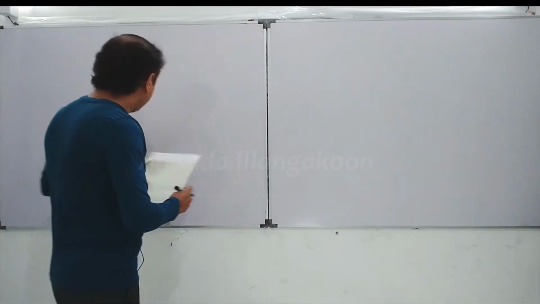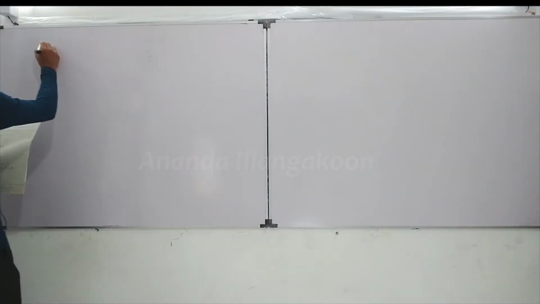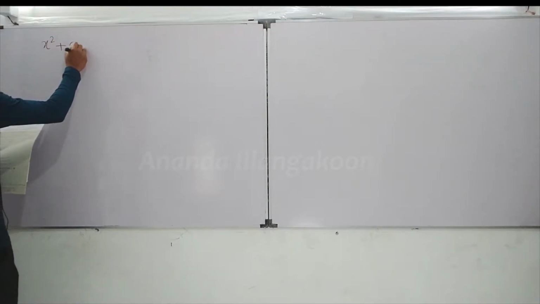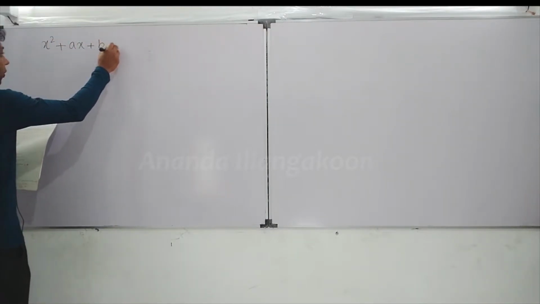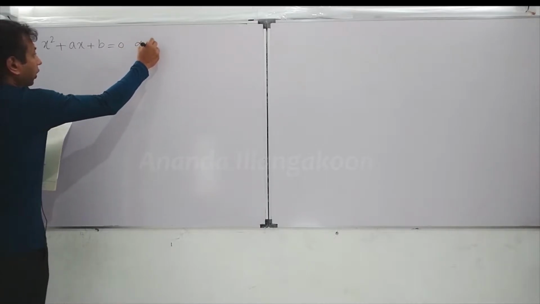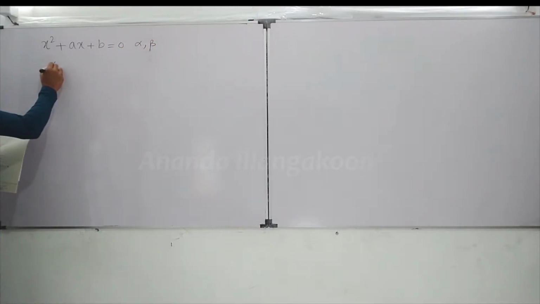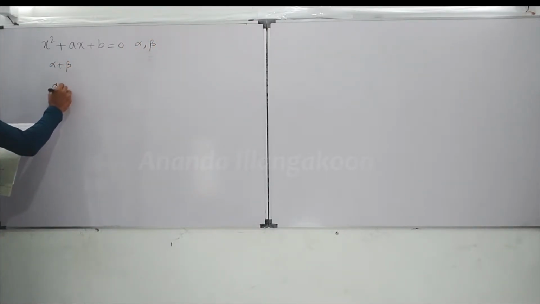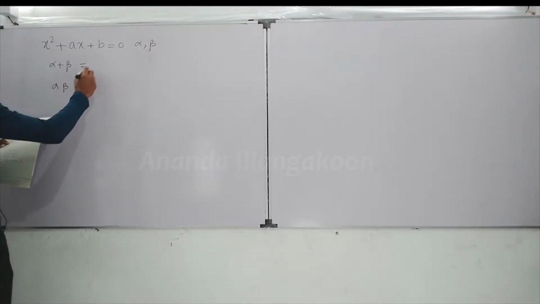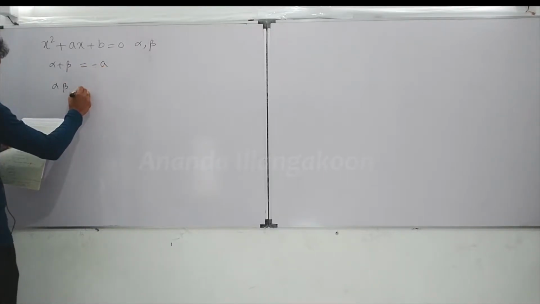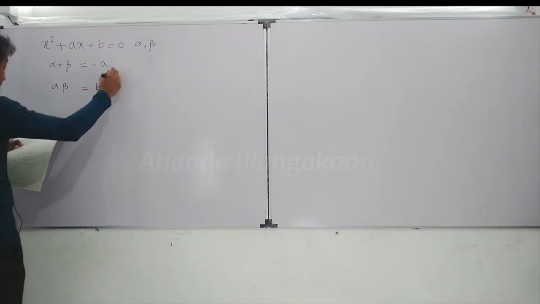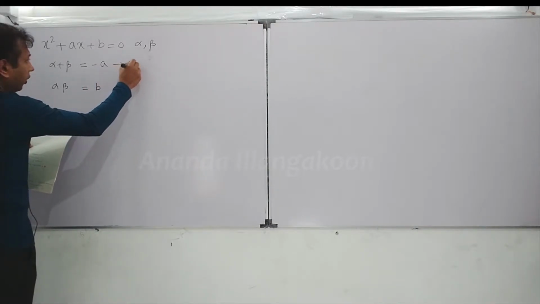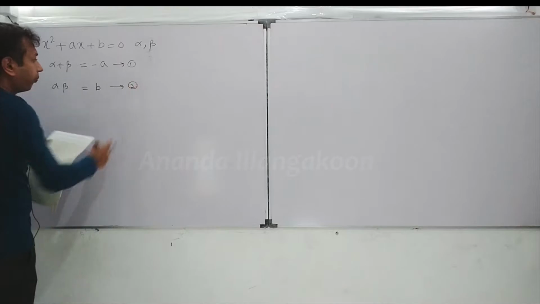Then we can write the relations like this: x squared plus ax plus b equals 0. The two roots are alpha and beta. Then we can write alpha plus beta and alpha beta. Alpha plus beta we get as minus a, alpha beta we get b. So this is number 1, this is number 2.